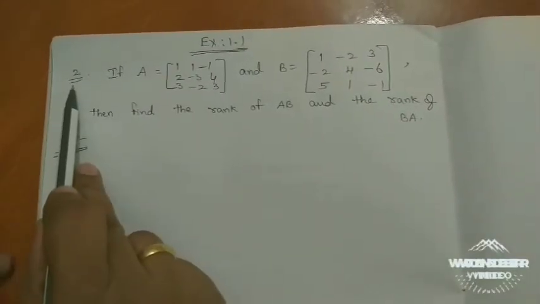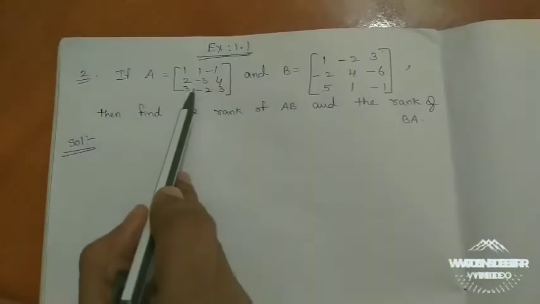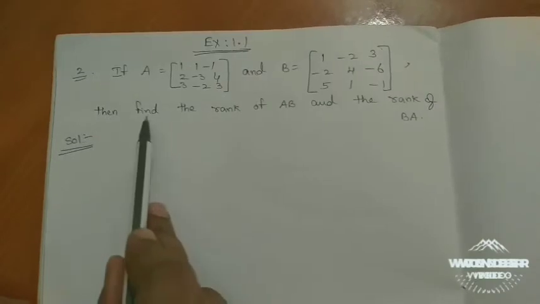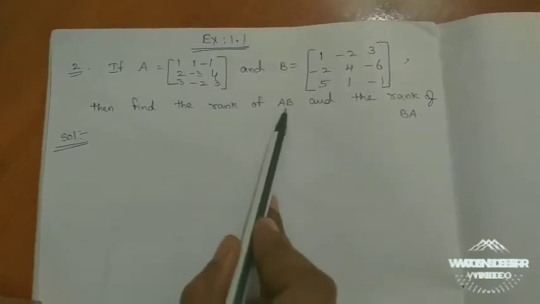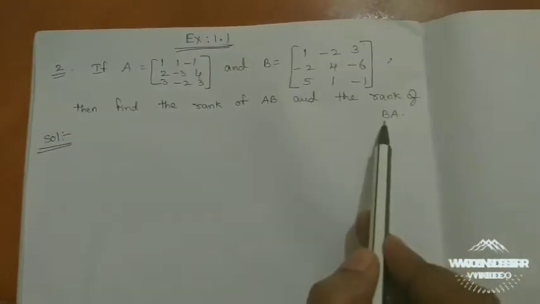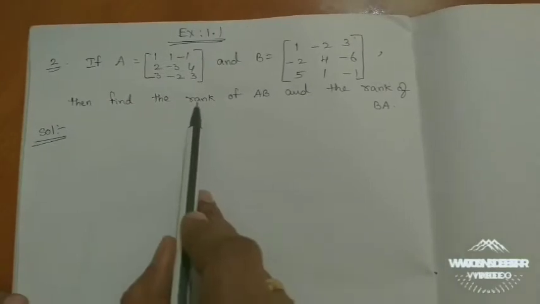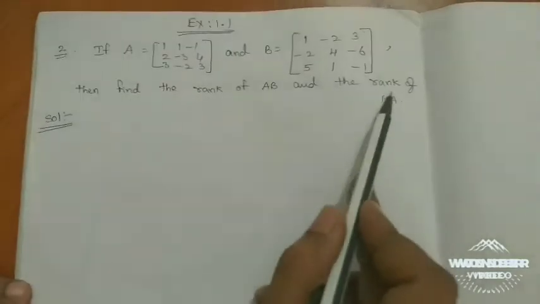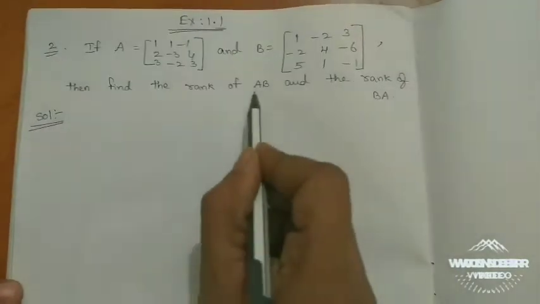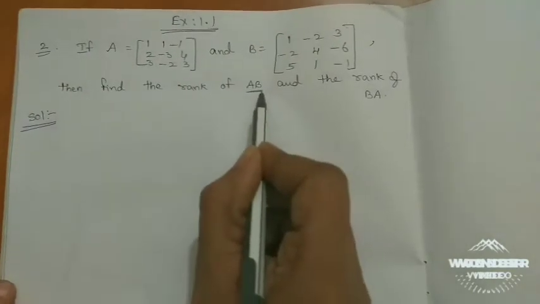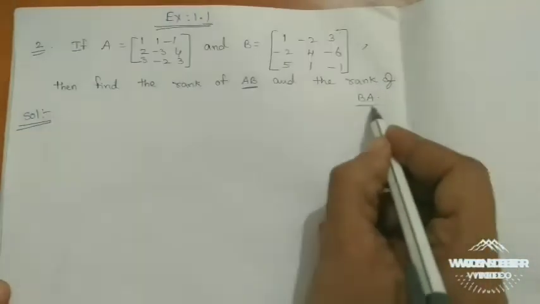1.1, the second problem. If matrix A is this and B is this, they asked us to find the rank of AB and rank of BA. Now, in order to find the rank of AB or the rank of BA, you need to first find the product of the matrices AB and BA.